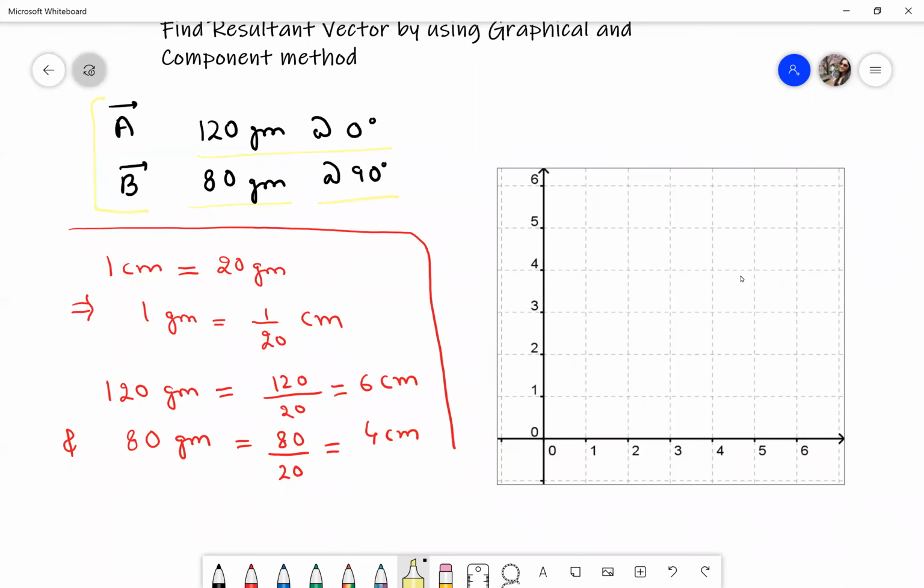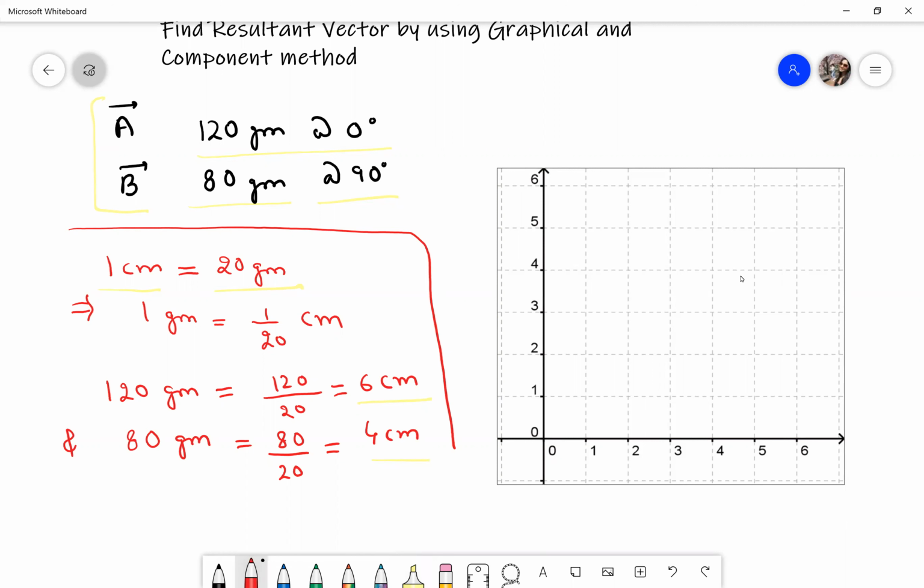Again, if we want to plot these two vectors on a graph, we need to choose a scale so that we can put these vectors on a graph. So first of all, let's choose 1 centimeter equals 20 gram. From this conversion, 1 gram will be equal to 1 by 20 centimeter. Similarly, 120 gram will be 120 divided by 20, that means 6 centimeter, and 80 gram will be 80 by 20, that is equal to 4 centimeter.